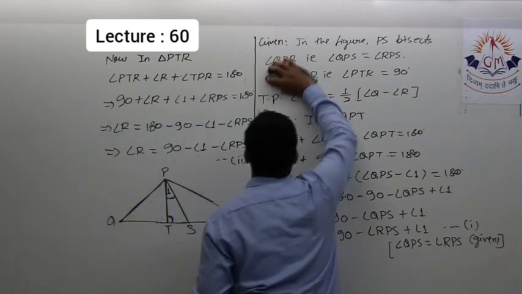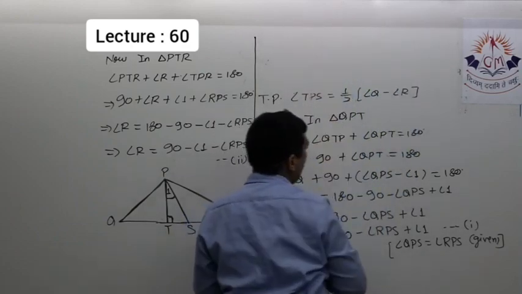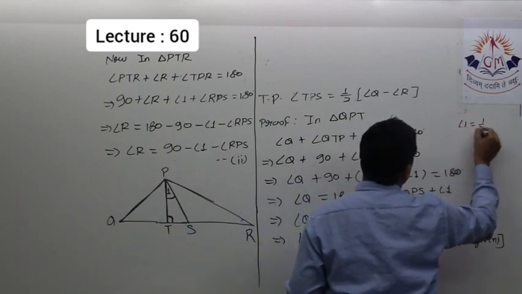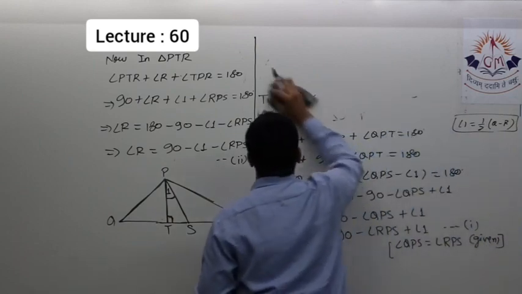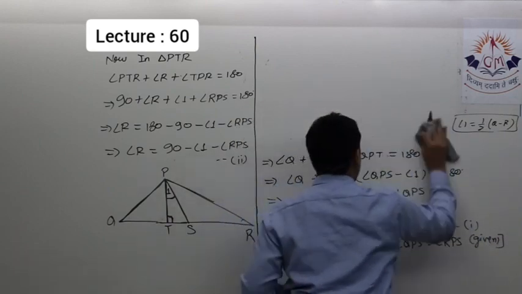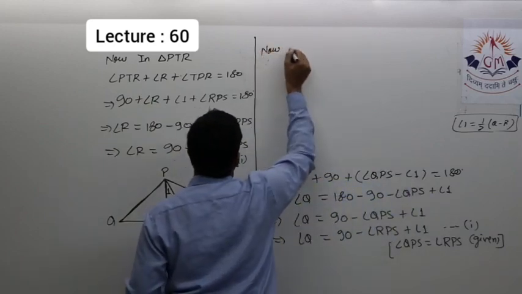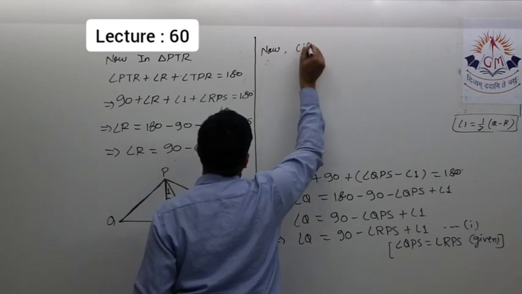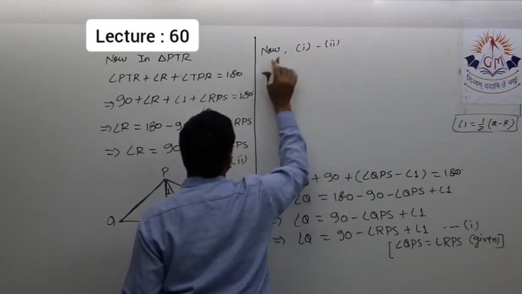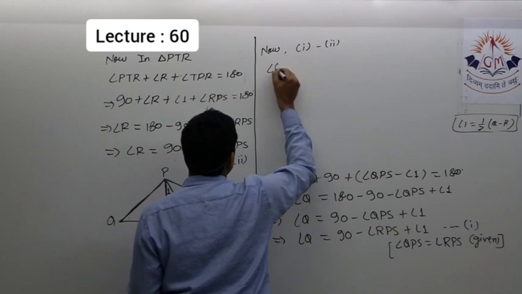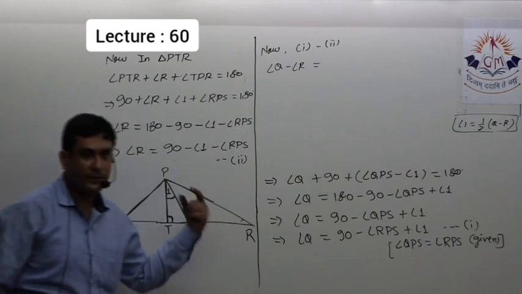Okay, so let us see it further. Keep this in your mind that you have to prove angle TPS, which is angle 1, is equal to half of angle Q minus angle R. That we have to prove actually. So next is equation 1 minus equation 2. When I say equation 1 minus equation 2, that means I have to subtract left from the left and right from the right.